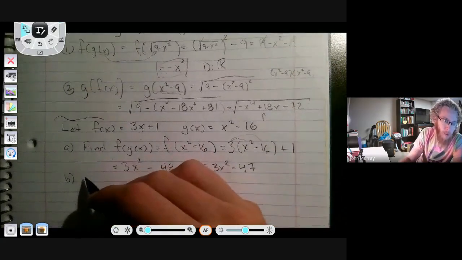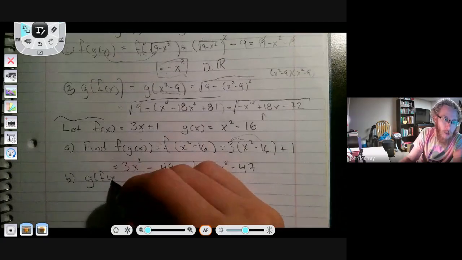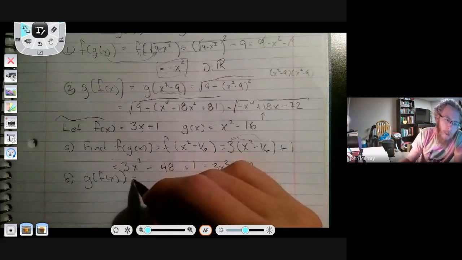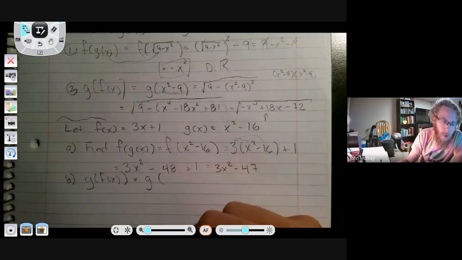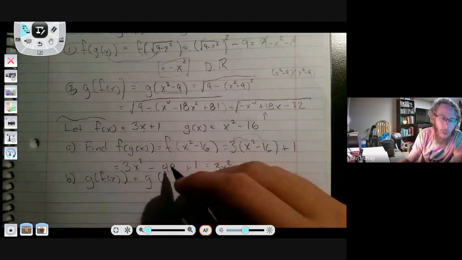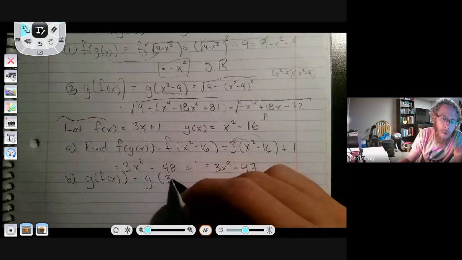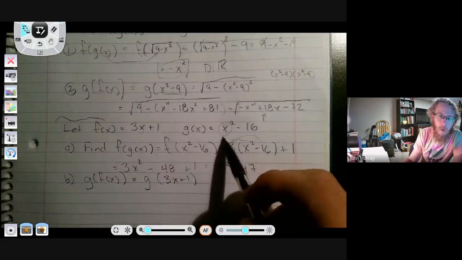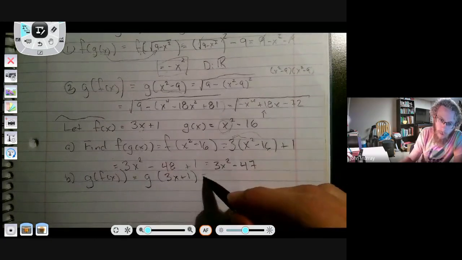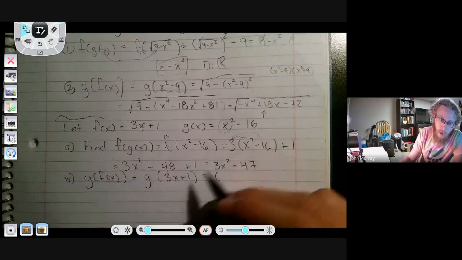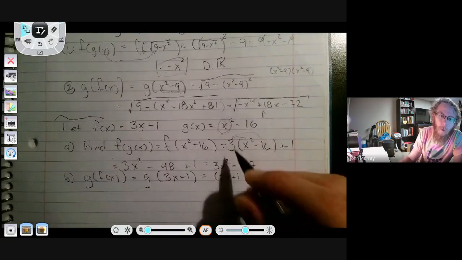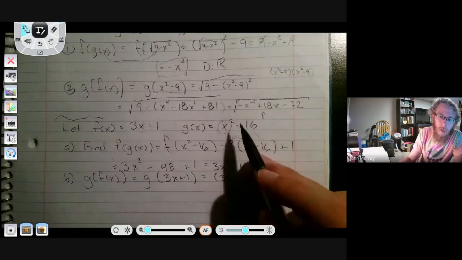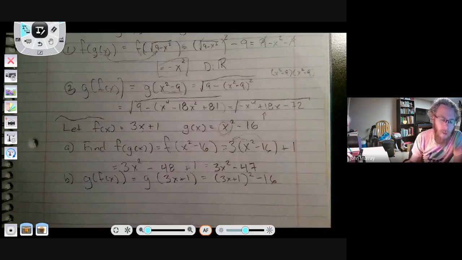All right, let's take a look at the reverse. g of f of x. Again, I'm going to keep the g on the outside because that's the last thing I'm doing. My f of x is 3x plus 1. So anywhere in g, I'm substituting 3x plus 1 in for the x. So this is telling me my x, which is now 3x plus 1, I'm squaring that, right? That's what my g function is telling me I'm doing. And then from that, I'm subtracting 16.